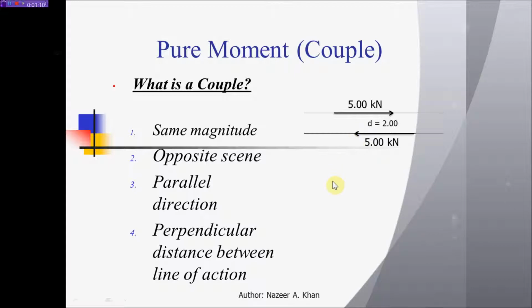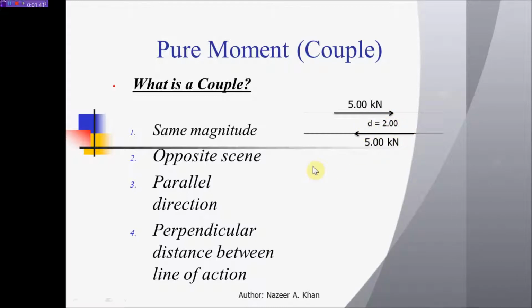We have to have parallel direction. Well, in this case, our line of action is horizontal. It has to have parallel direction, meaning that the distance between the two lines of action remains the same. No matter how far you extend them, they will remain the same. That's the definition of being parallel. When we look at the distance between them, it's a perpendicular distance between the lines of action, and in this case that perpendicular distance is 2 meters.